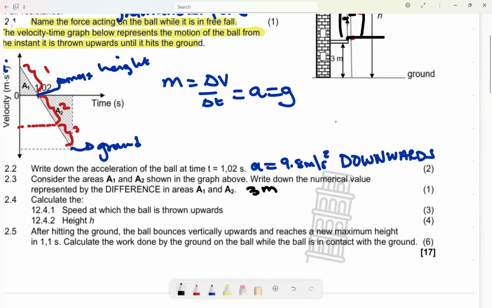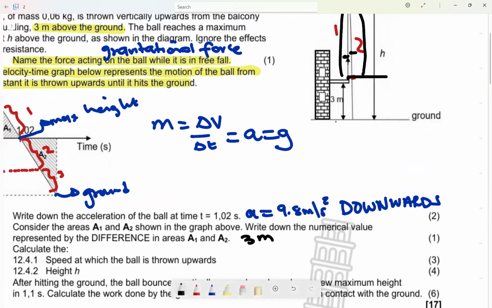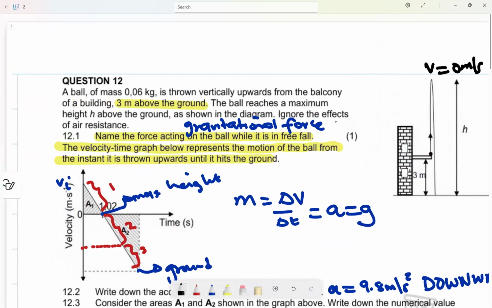They say to us, calculate the speed. Speed does not have a direction. The speed at which the ball is thrown upwards. Okay, so we know, let me do this. We know here the velocity will be how much? 0 meters per second. And we know the time it took to reach the maximum height. Can you see now? 1.02. Then we need what? The initial velocity.